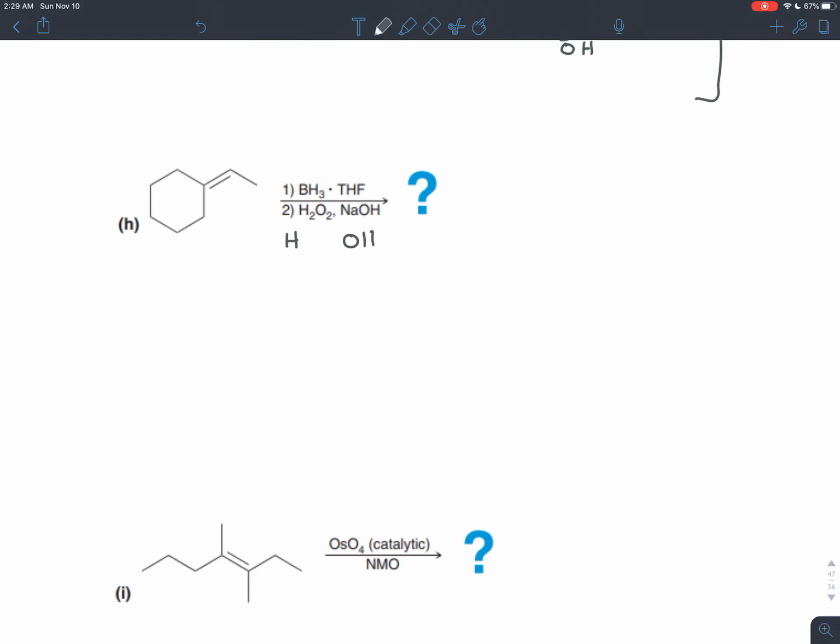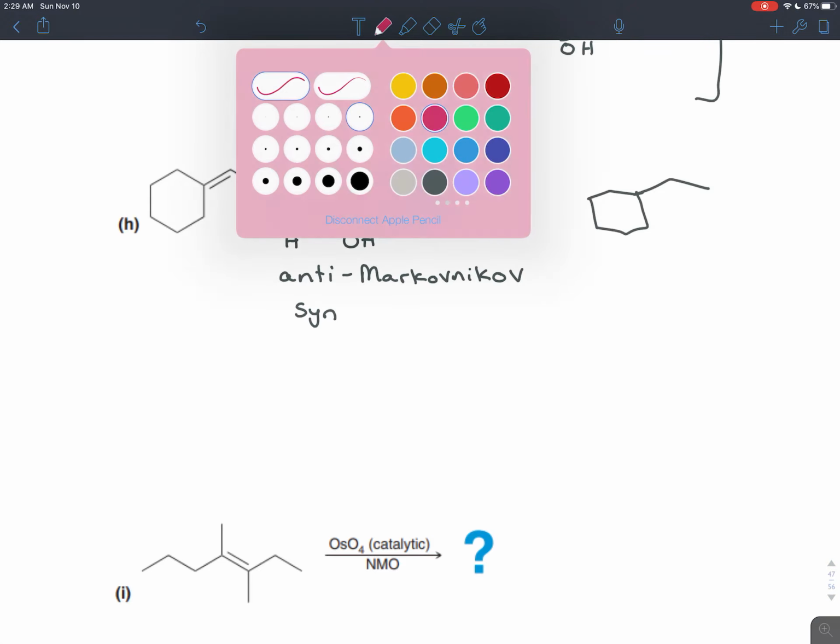In hydroboration oxidation, you add an H and an OH. It's anti-Markovnikov addition, so the H will go on the more substituted carbon, and they add syn. The H and the OH will be on the same side of the double bond. So we can redraw the structure that we have, just without the pi bond. And those two atoms in the double bond, that's where we're going to add our H and our OH.